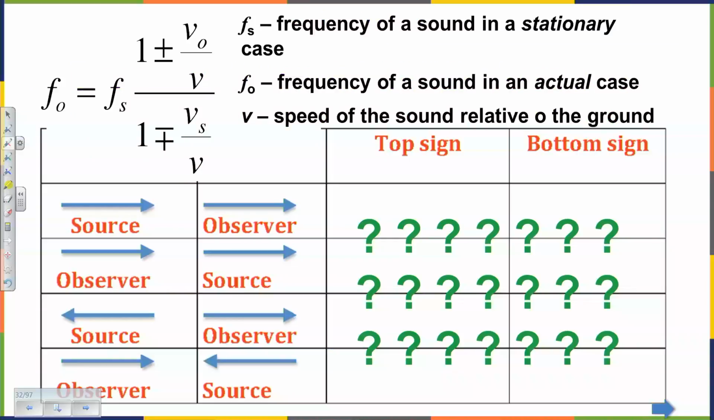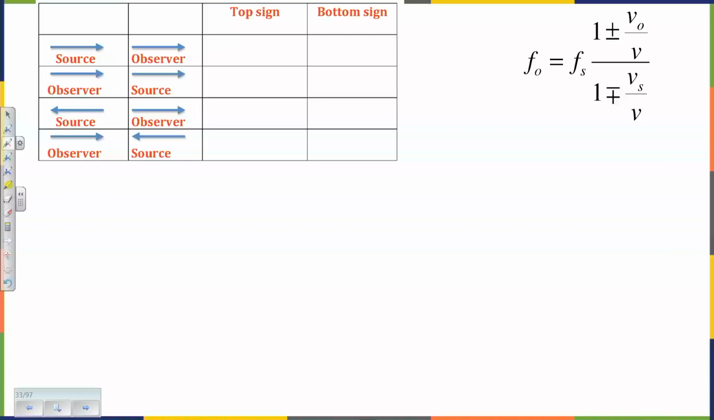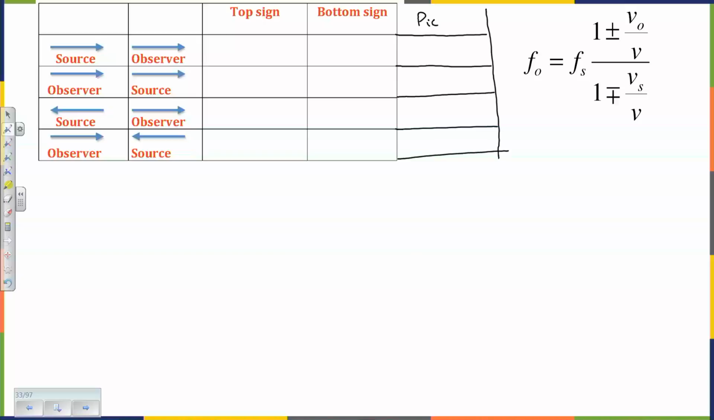So let's practice. These are several possible situations, not all of them, but several possible situations. We just have to practice in choosing a plus or a minus. So these situations also depend on mutual orientation, so we just have to draw some kind of a picture, adding one more column. A picture is always implied, so even if we don't have it, we have to draw it.